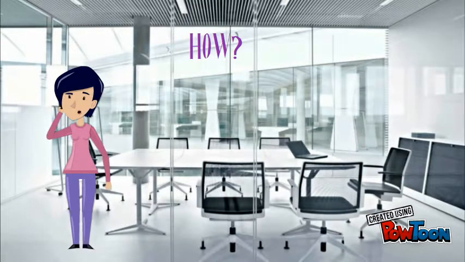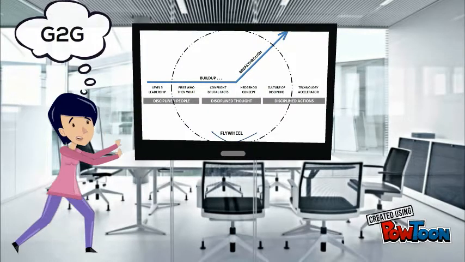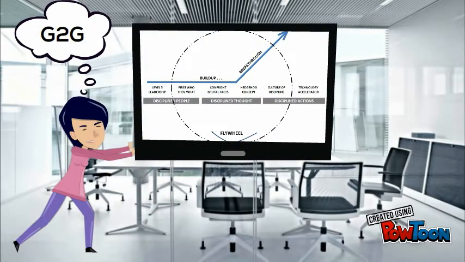So by now you might be wondering, how are we going to do it? Well, it's actually pretty easy because we have plenty of models to choose from. We are going to use the Good to Great model and the Shingo Prize model. First, let's talk about the Good to Great model. The Good to Great model takes the organization through 3 simple steps.